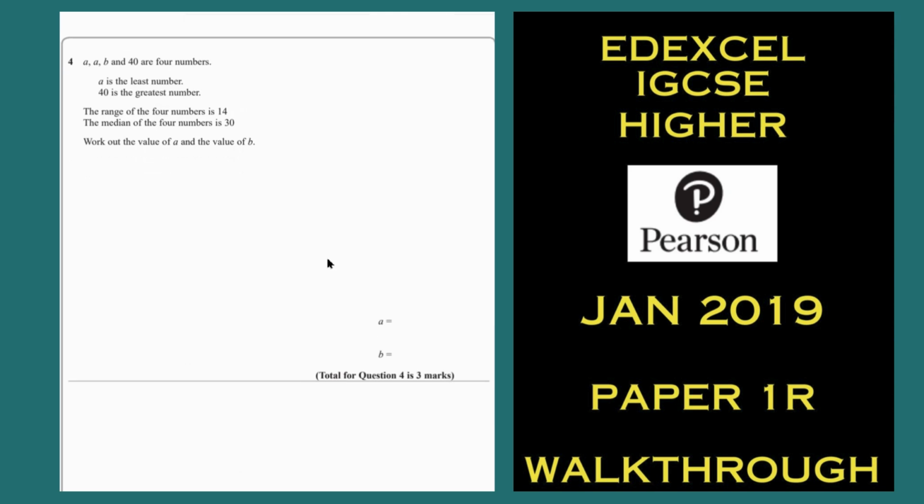Number 4, one of those mystery number questions. 4 blanks. A is the least, 40 is the greatest. The range is 14, so the lowest must be 40 minus 14, 26, and there's 2 of them. The median will be halfway between these 2 numbers. So if the median is 30, that's 4 above, so we need to go 4 above again. That'll be 34 for your 3 marks.